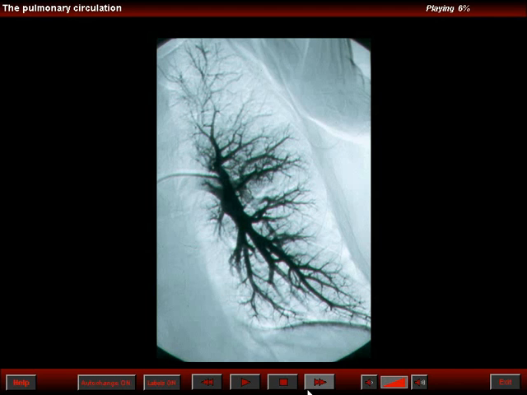The best anatomical detail about the pulmonary vascular tree is obtained by selective pulmonary angiography. Here, the left pulmonary artery was selectively injected, and one can see with exquisite detail vessels that are 0.5 to 0.3 millimeters in diameter.